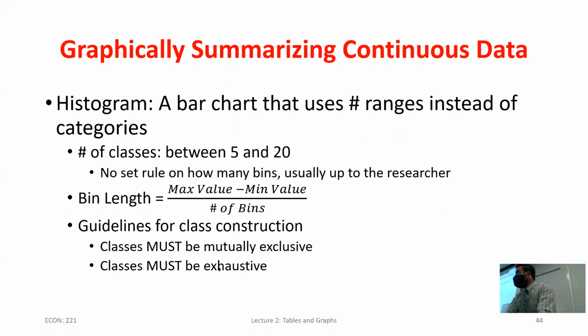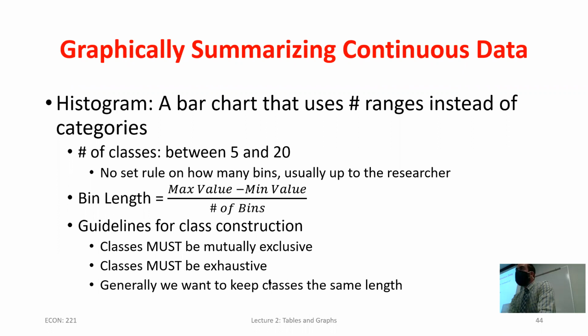They also have to be exhaustive. So in my income example, I might have to create a catch-all category so that no matter what amount I see, it's counted at least one time somewhere. And then generally we want to try to keep these bins the same length, with the exception of some of these catch-all categories. I'll walk through an example in Excel today and we'll see how all this looks in practice when using some actual data.